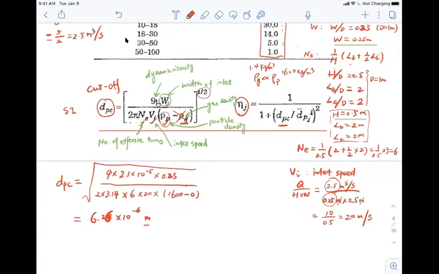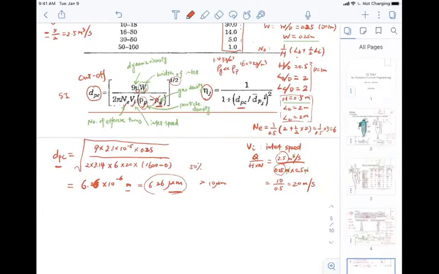So what is this number in terms of micrometer? That's just going to be 6.26 micrometer, right? So that's what I said. In general, for a cyclone, in terms of its cutoff size, it's typically in the range of micrometers. So that's why it's very effective for removing particles larger than 10 microns, right? So because we know that at the DPC, the efficiency is 50%, right? So if it's above that size, it's going to be more efficient to remove those particles, right?